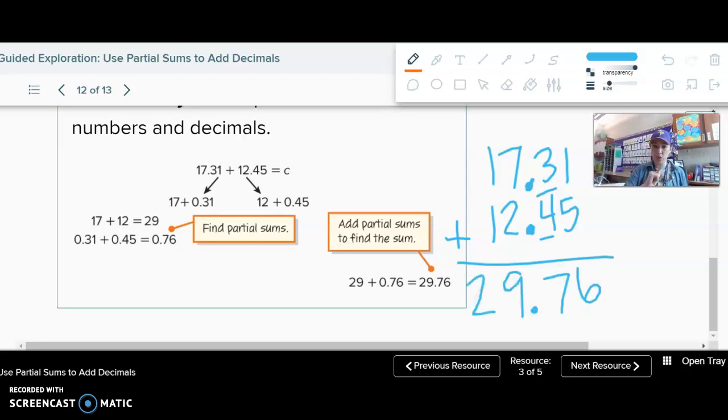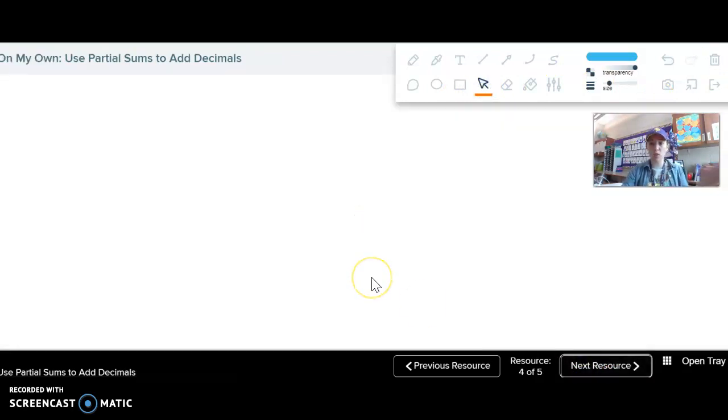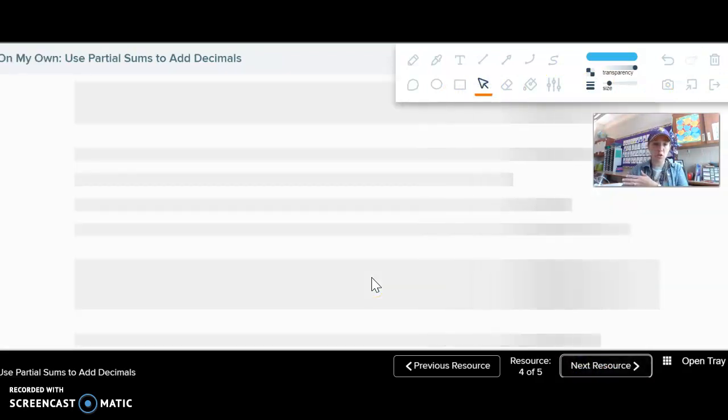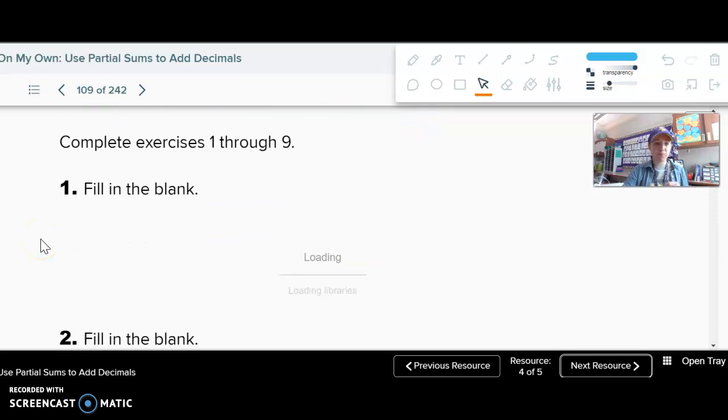Sort of the more traditional way. I'll show you one with carrying just so you can see what that looks like. Again, pick the strategy that works best for you. If you like to do it in an expanded form and do partial sums, the whole numbers and the decimal separate, or just line them up traditionally.